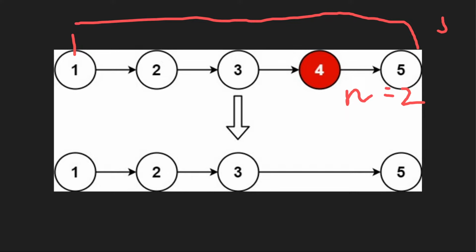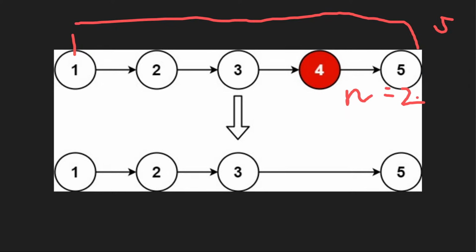So for example, it's going to be 5 nodes. And then from the right to left, it's going to be n equal to 2. So what about from the left to right? We just need to do some mathematical calculation. It's going to be 5 minus 2 plus 1. It's going to be this one.